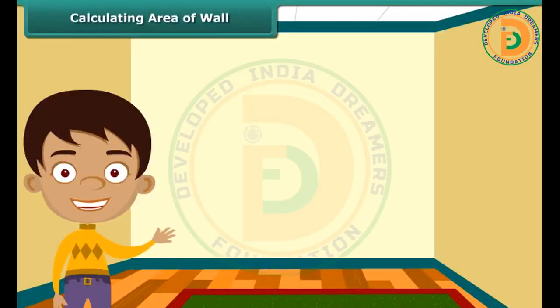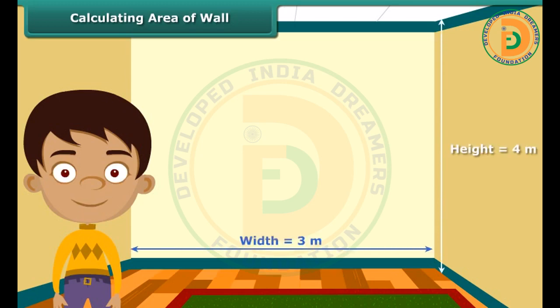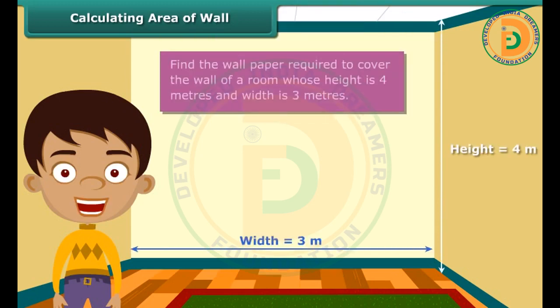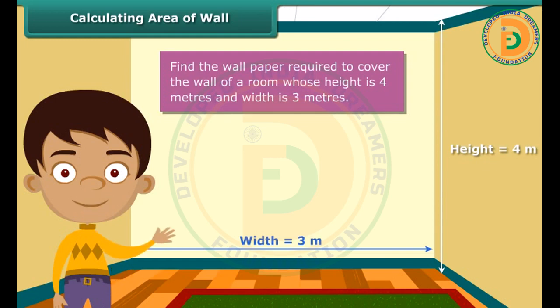Now that we know how to calculate area, let us solve a question based on the concept. Each wall of Nidhi's room is 4 meters high and 3 meters wide. She wants to cover one of the walls with wallpaper. She wants to know how many square meters of wallpaper will be required for the purpose. The area of the wallpaper required will be the same as the area of the wall that needs to be covered with it.